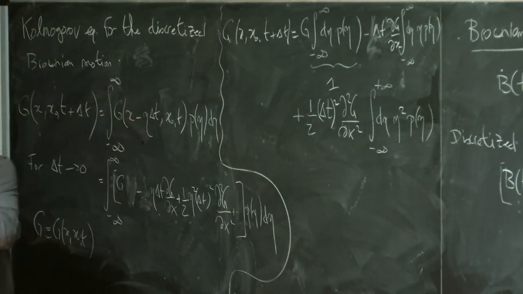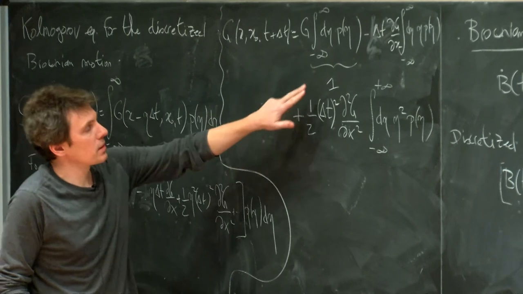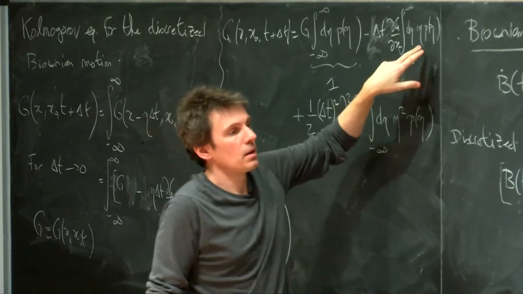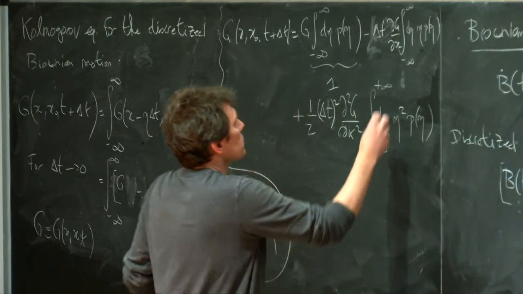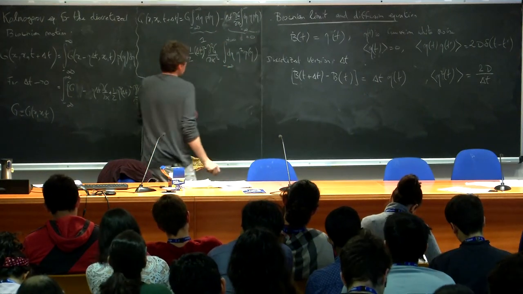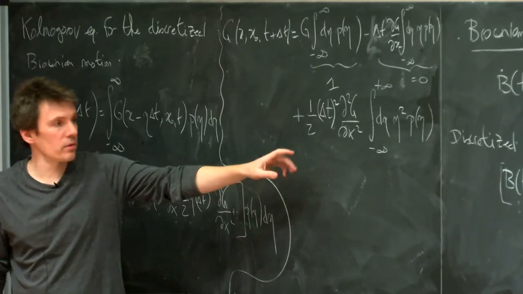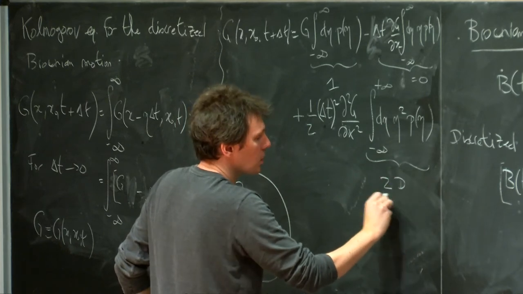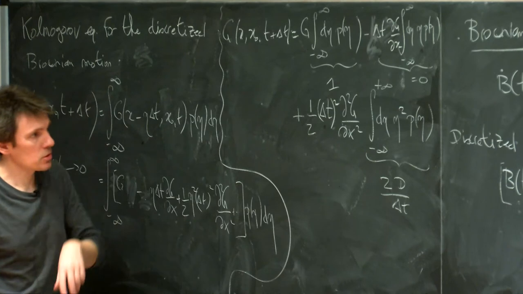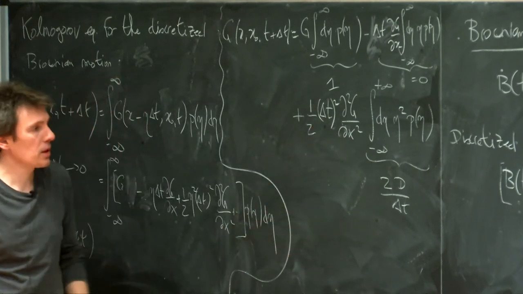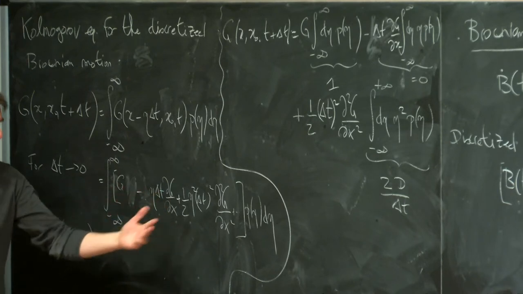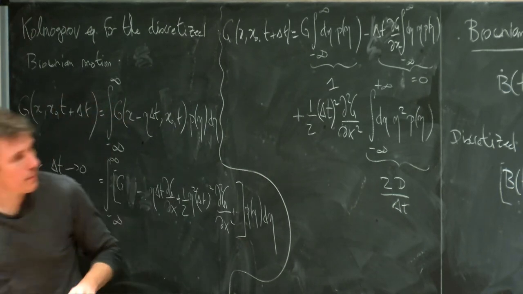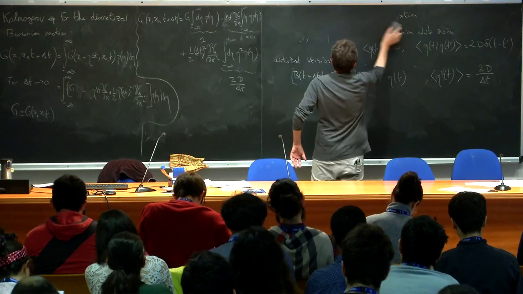Now you see what happens. This one is 1, this is fine. This one is 0 because the mean value of eta is 0, so this term disappears, and I get only the second term. Superficially this term is of order delta t square, but you have to remember that eta square is 2D over delta t, so this term is actually of order delta t itself. The higher order terms, of course, will be of higher order in delta t. Then eventually you get the equation in the limit delta t goes to zero, and we are almost there.